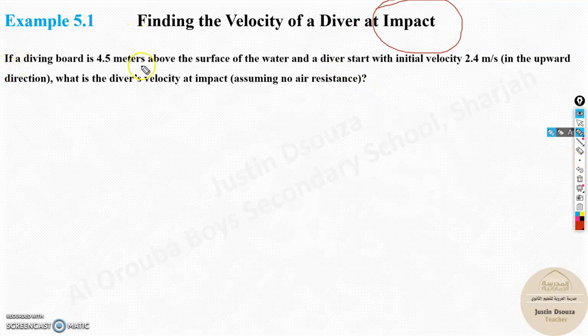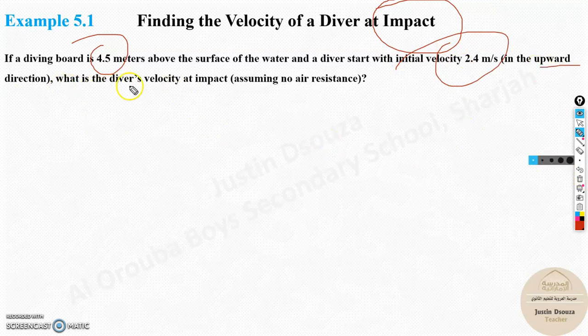Over here, we will see the question and then I'll come back to this impact. If a diving board is 4.5 meters above the surface of the water and a diver starts with the initial velocity, see, the initial height or the position is given and the initial velocity is given in the upward direction, positive.